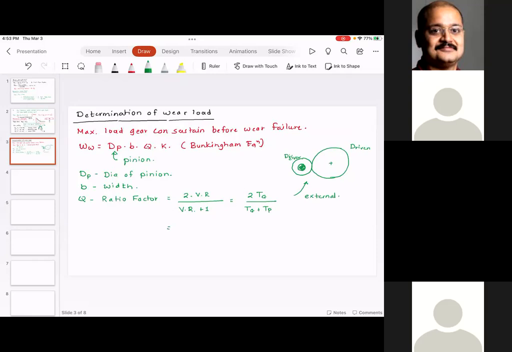And the ratio factor is 2 times VR divided by VR minus 1, which is equal to 2 times TG divided by TG minus TP for internal gears. So what I mean by that is you have gears like this. So you have an internal gear.